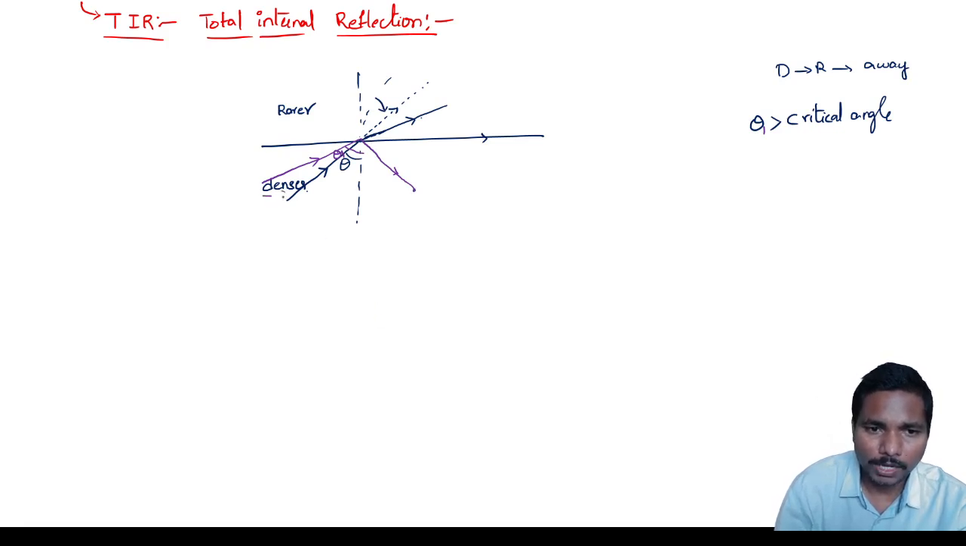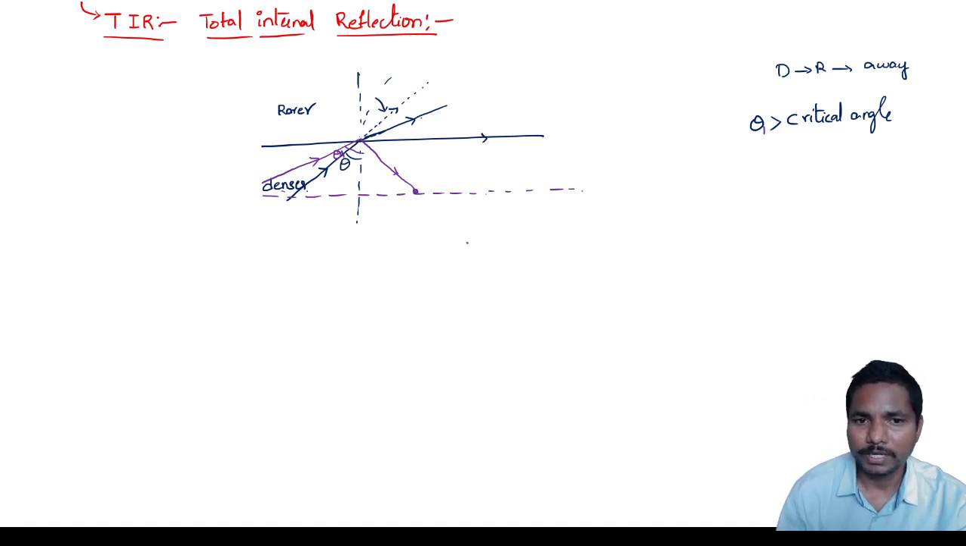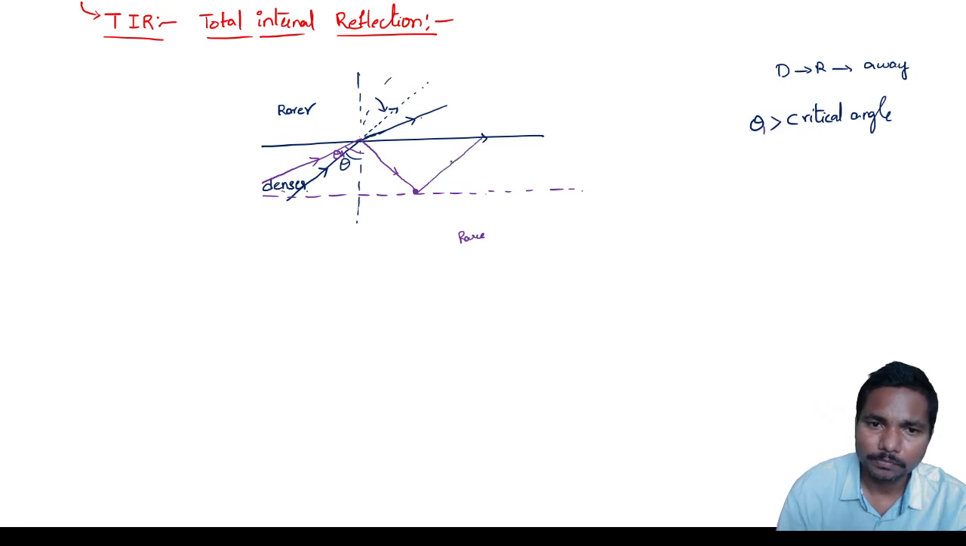If you have again here, this will also, for example, be another rarer medium. Now, from denser medium to rarer medium, if the angle is greater than the critical angle, what will happen? Again, it will be reflected back to the same denser medium. So again, it is moving, again it is flowing.